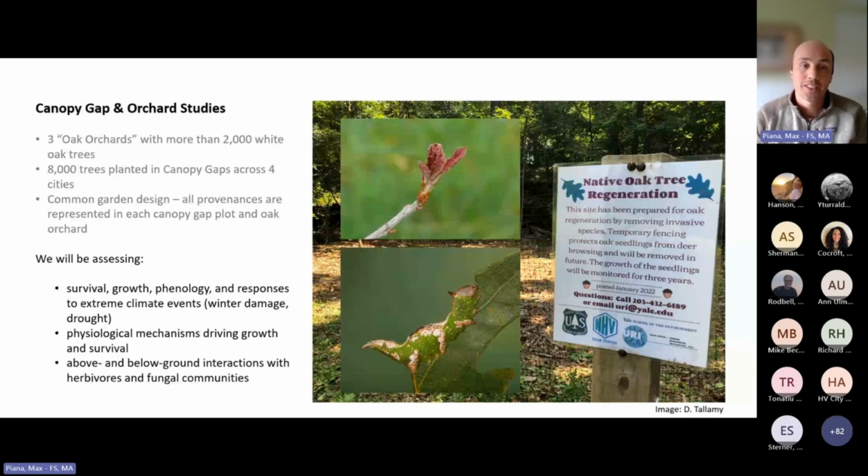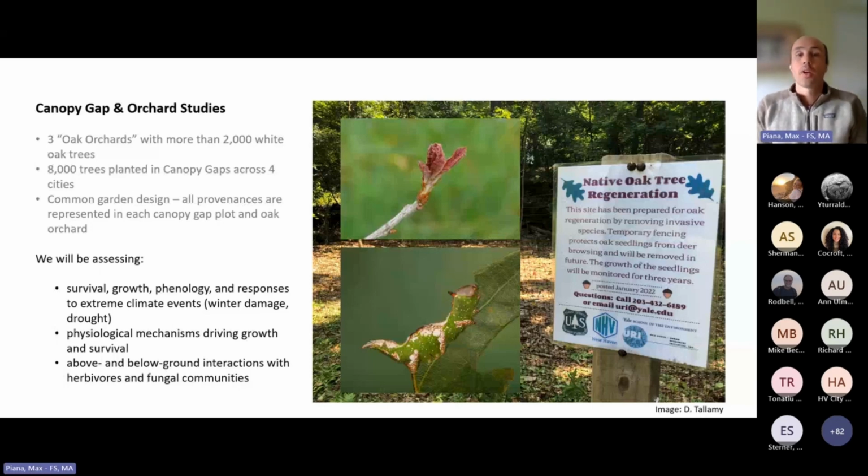And moving forward, we're preparing to track survival and growth, both in terms of diameter and height, as well as the phenology. So bud break, bud burst, looking at potential cues from winter damage, as well as drought. And then we'll be testing different physiological mechanisms that might be driving either adaptation or maladaptation across these trees. In addition to these tree measurements, we're going to be looking at above and below ground interactions. So pictured here is a caterpillar. We'll be looking at herbivory and whether or not there's a relationship or interaction between seed source and its provenance and herbivory rates, as well as below ground interactions with fungal communities.